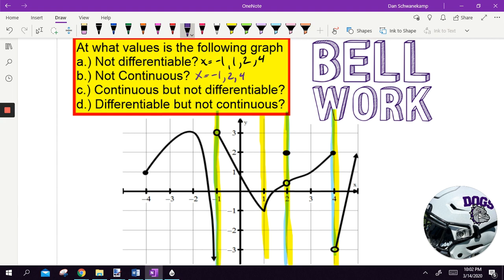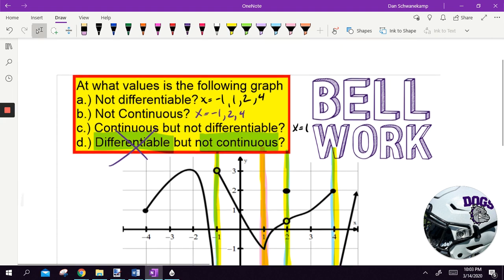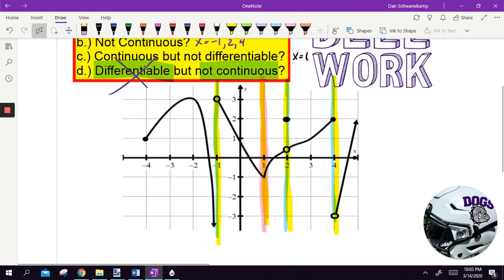Well, that would be at x is equal to 1, because right there you've got a sharp corner, and if you have a sharp corner like that, you are not going to be differentiable, even though you are continuous. And where are you differentiable but not continuous? Remember, that place does not exist. If you are not continuous, you cannot be differentiable. Not going to happen. So don't get caught in that one. That one's a DNE. Doesn't exist.